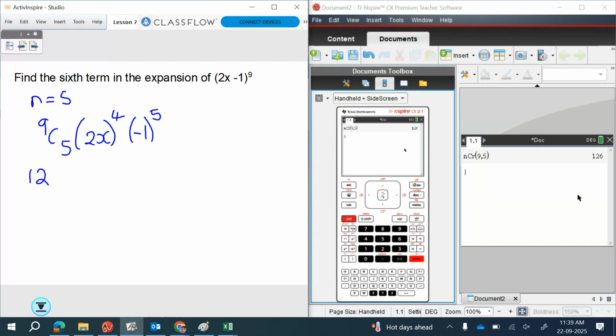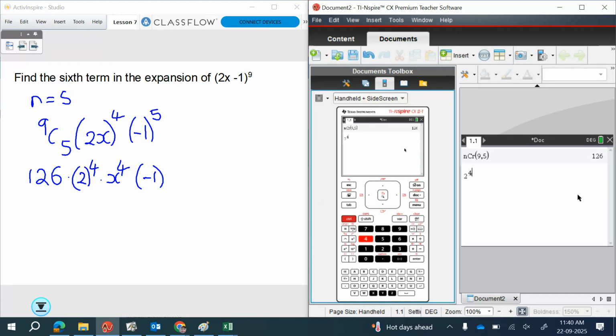So we're going to need 126 multiplied by 2 to the power of 4 times x to the 4 times, well, minus 1 to the 5. If this is an odd exponent, it's just going to come out as negative 1. If it's an even exponent, it comes out as 1. So let's just put that into the calculator.